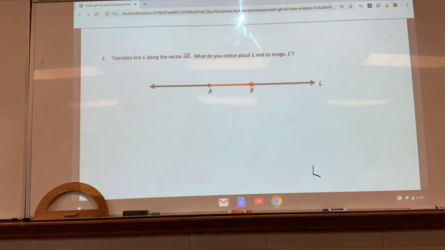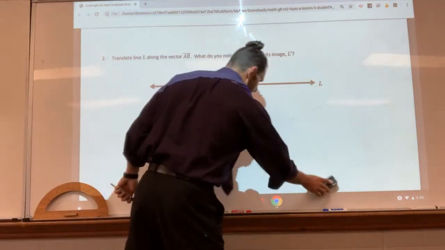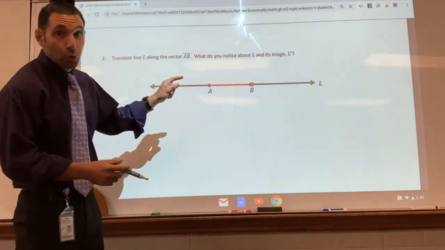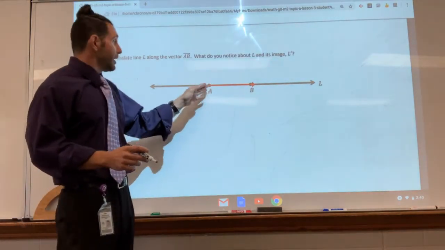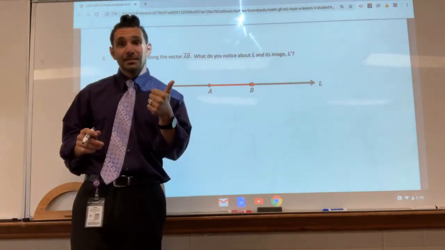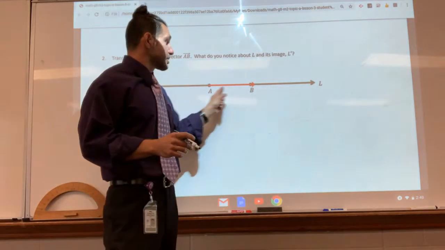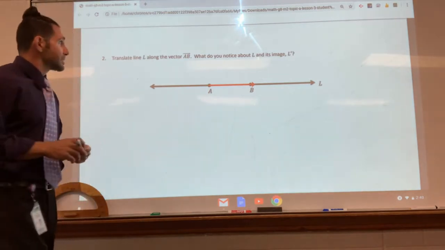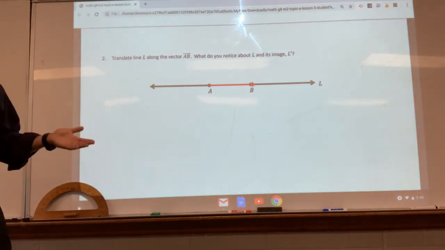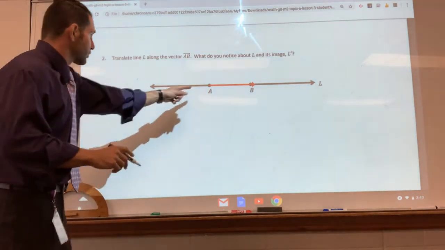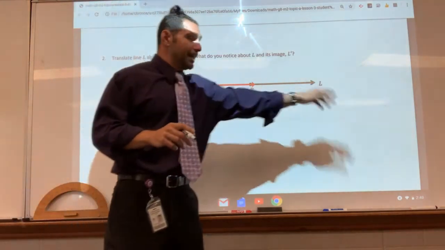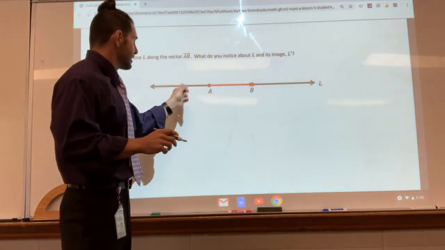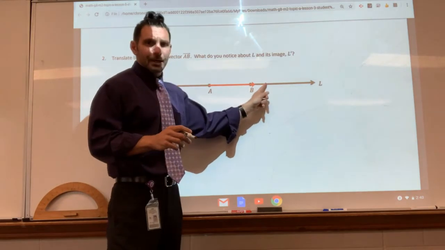Ready? I'm ready. Okay, so now we have a vector. Ooh, we learned about vectors already. A vector tells us the distance and the direction. So here's the distance and direction. We're translating this line this way. Translate the line L. Remember, line L goes forever in both directions. So it's going this way and this way. So I'm supposed to translate this line on the line.